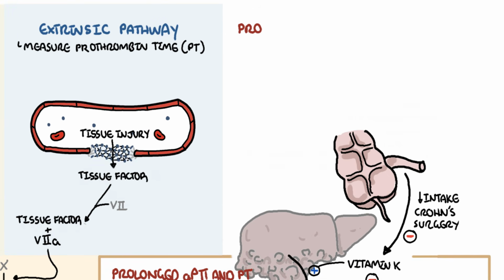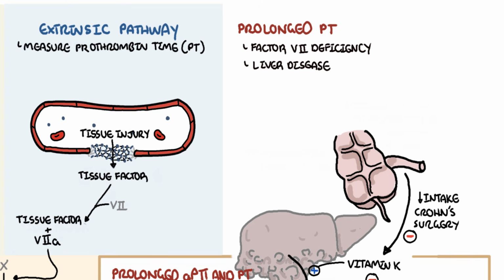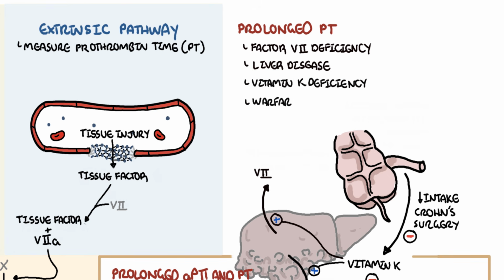Bleeding disorders with a prolonged prothrombin time means something wrong with the clotting factors in the extrinsic pathway. These include factor 7 deficiency, because this is part of the extrinsic pathway, liver disease, because factor 7 is produced by the liver, vitamin K deficiency, and warfarin use as well.